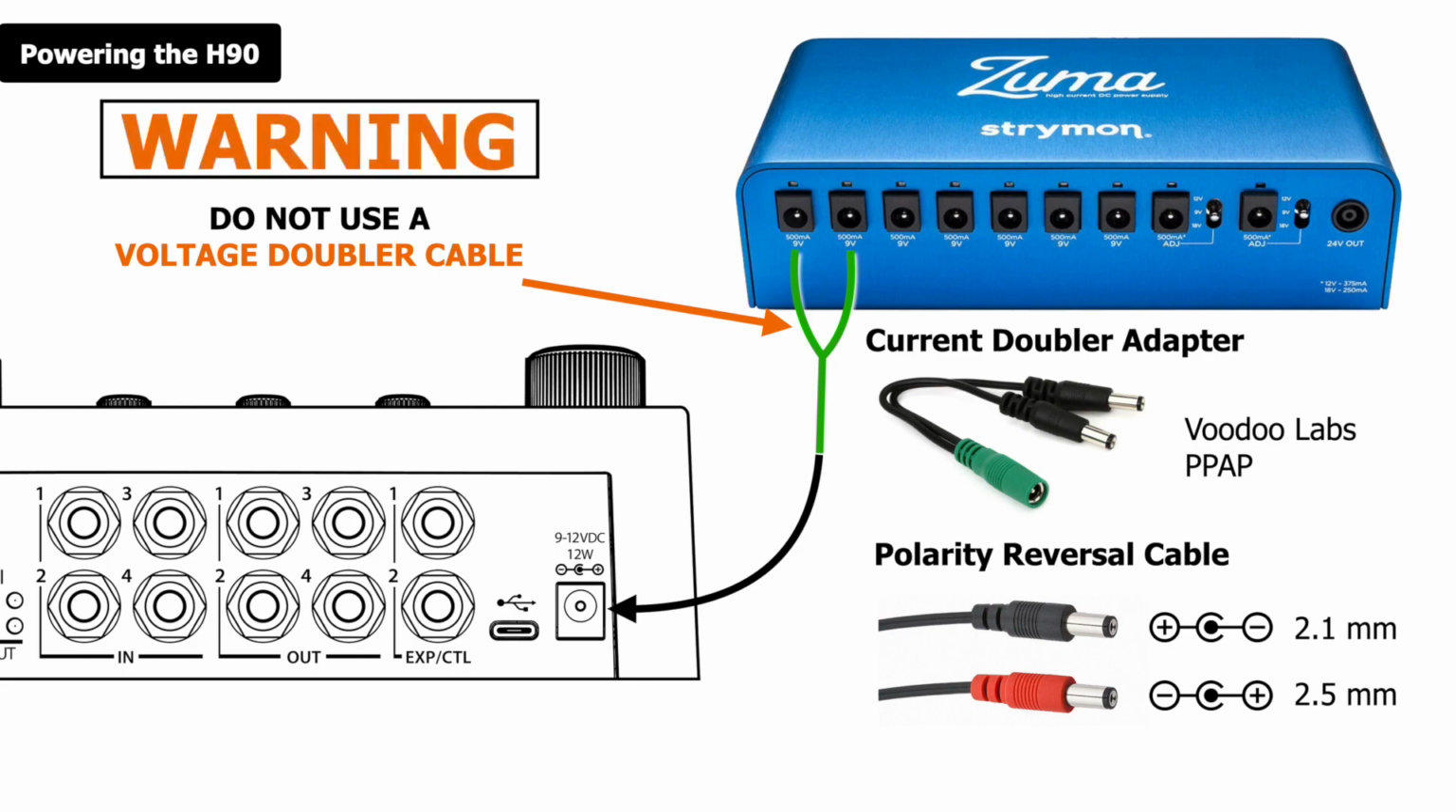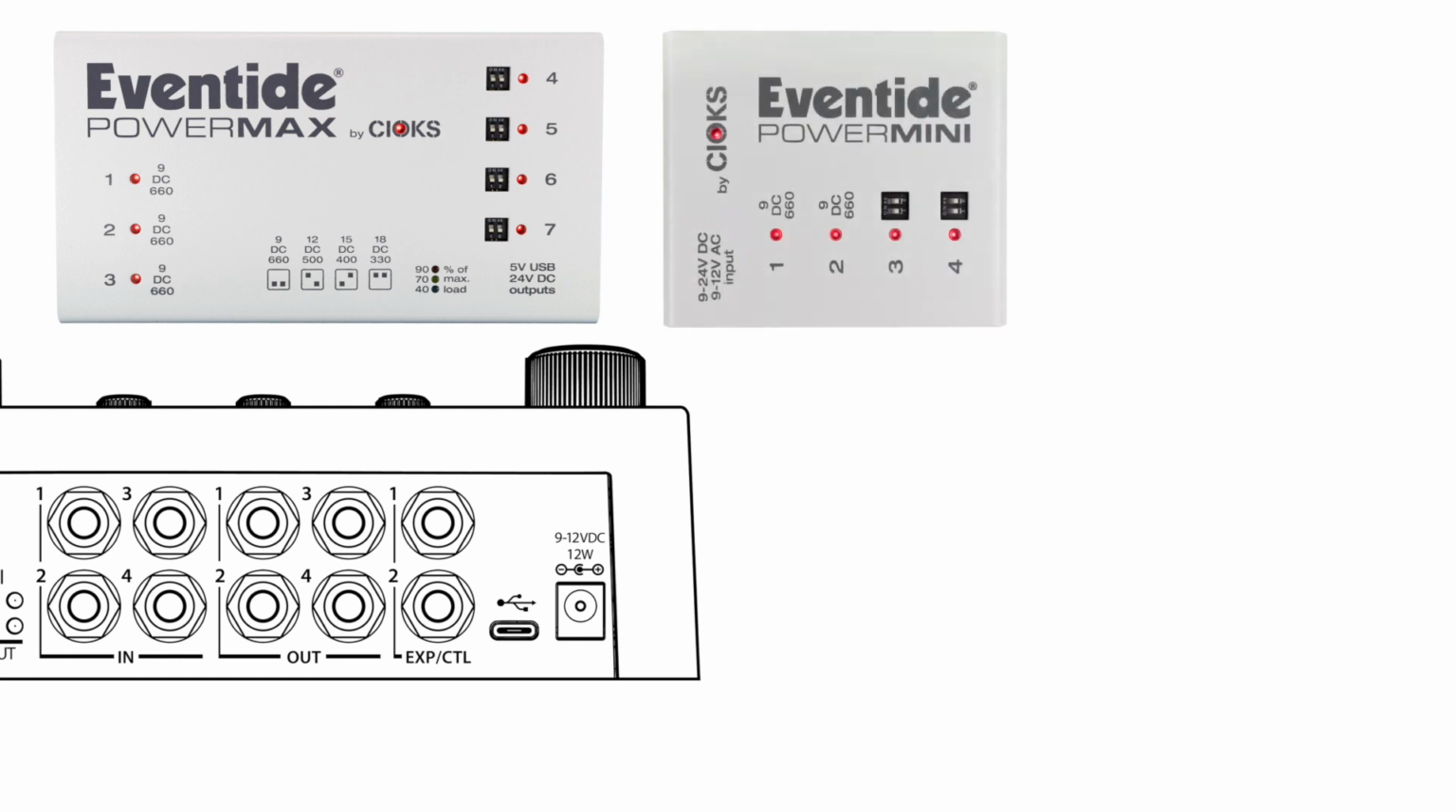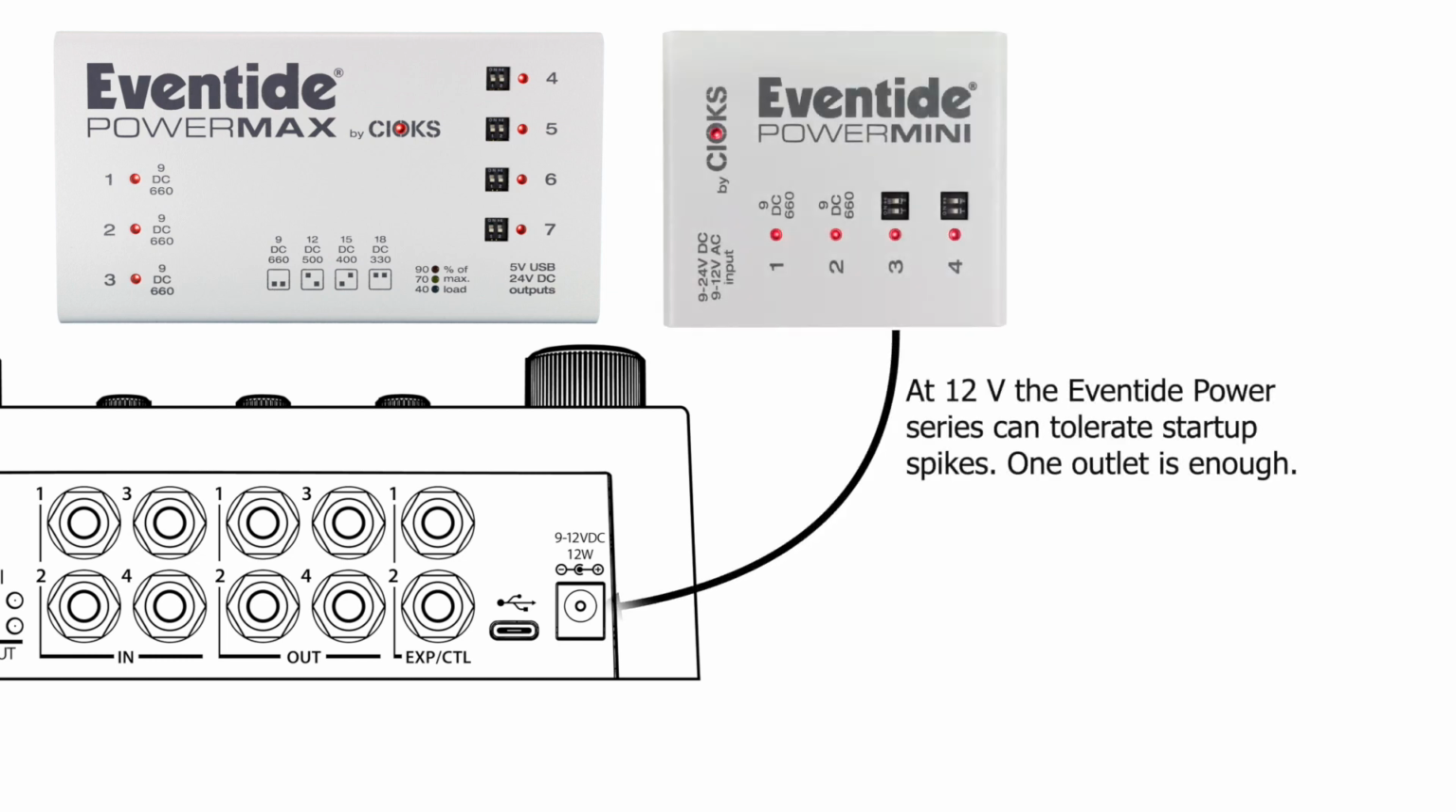If we use Eventide's Power Max, Power Mini, or CHOCS DC series power supplies, the H90 can be powered with one outlet at 12 volts using the green Flex 4 cable.